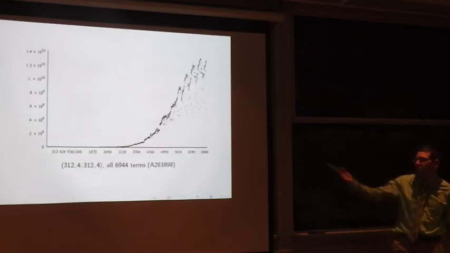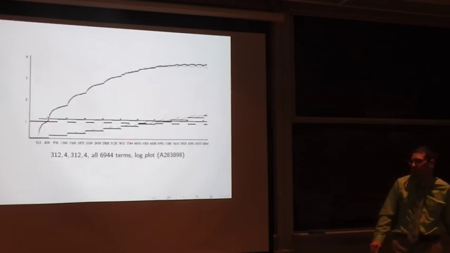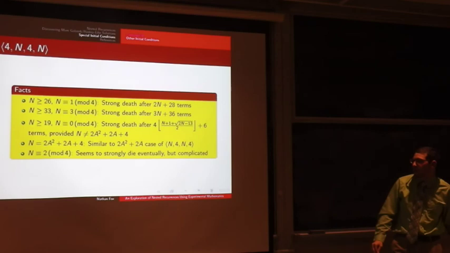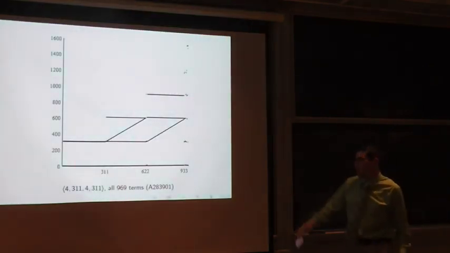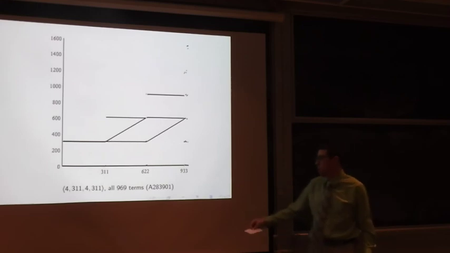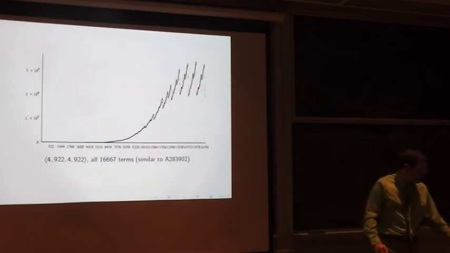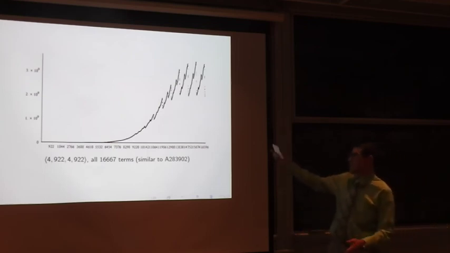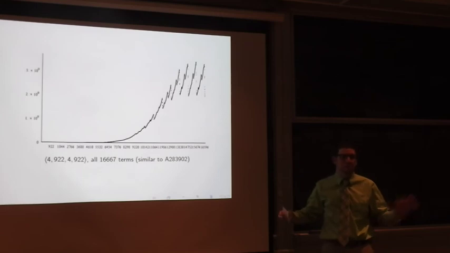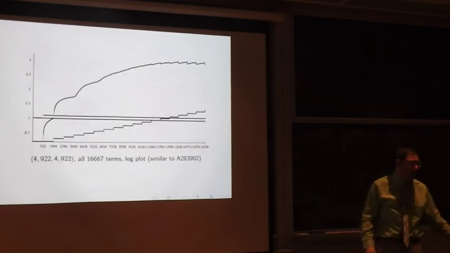And then here's 312, which is 4 times a triangular number. That is that waterfall sequence. And here's the log of it. And then 4n is some similar stuff. 311 is a nice number that's 3 mod 4, and that's the whole sequence. 922 is a nice number that's 2 mod 4, and this is somewhere in between the levels of 312 and some of the other things we've had. And here's a log plot of that.